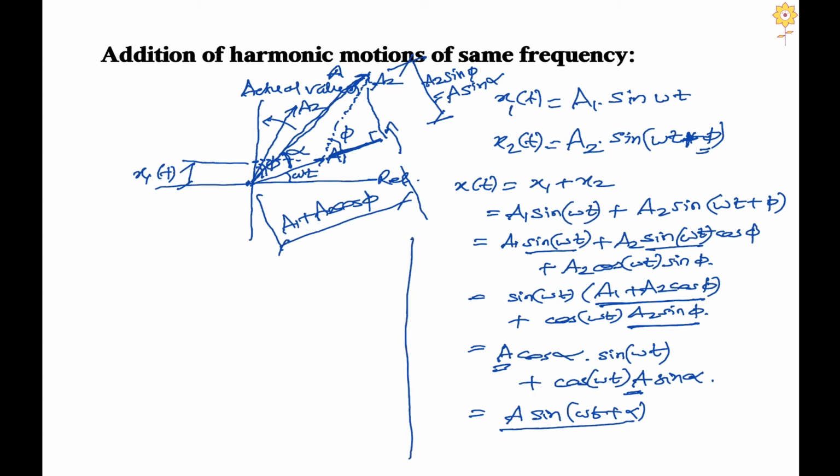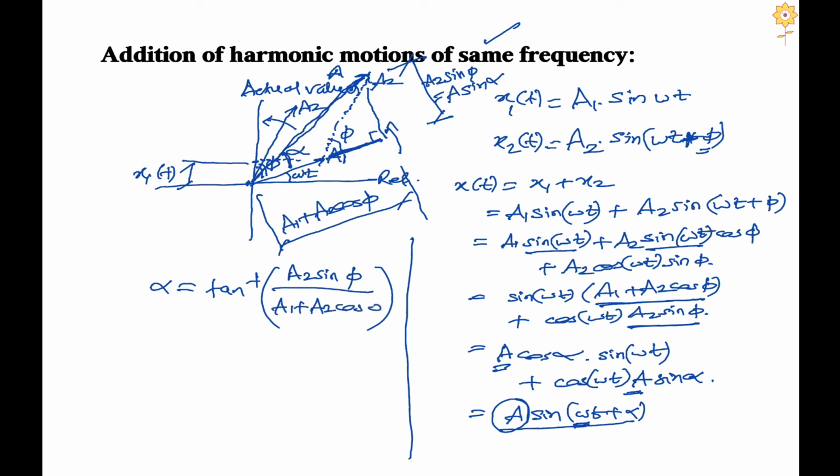So what is the result here? When I add any two motions, or it can be a multiple of harmonic motions but having the same frequency, then I have a resultant having some amplitude but rotating also with the same frequency, omega. I can find the value of alpha here, that is tan inverse of A2 sine of phi divided by A1 plus A2 cos of phi.